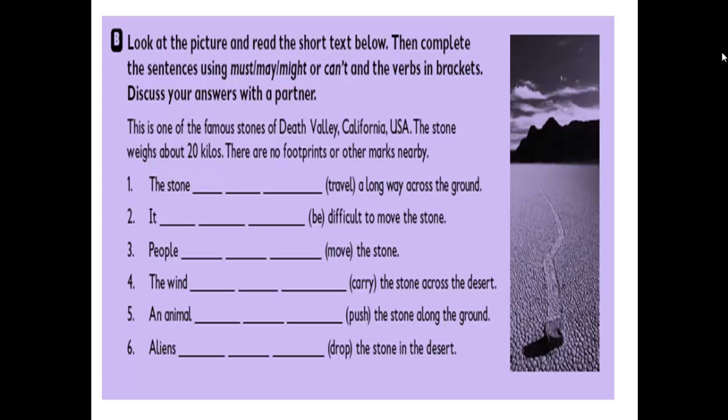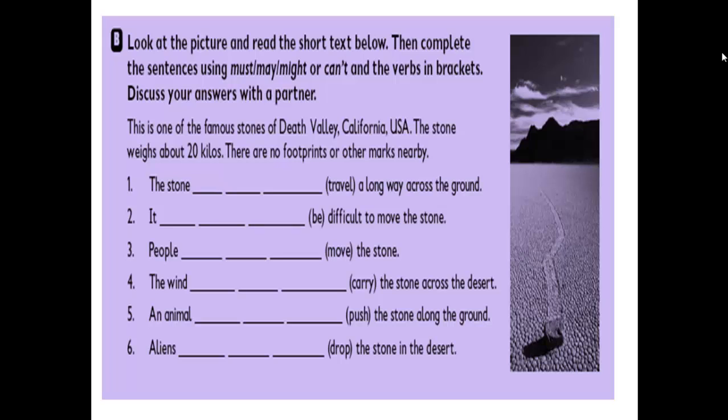Number four, the wind carried the stone across the desert. We are not certain here, so we can use might. The wind might have carried the stone across the desert. Here we have to draw our attention to something. The end of carry is the letter Y.